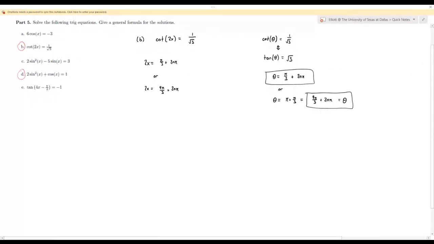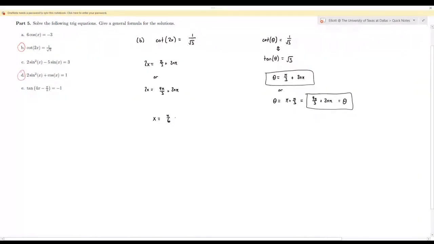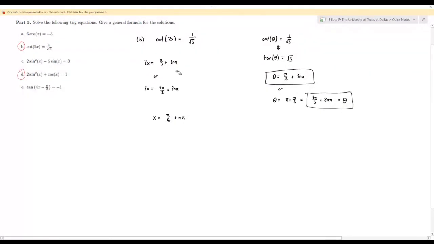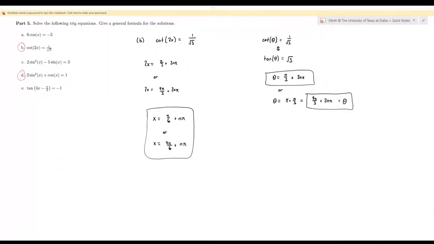But then we want to solve for x. So we'd have to divide both sides by 2, or multiply both sides by 1/2. If I do that, that leaves me with x equals pi over 6, and dividing by 2 leaves us with plus n pi after that. The 2's cancel. Likewise here, if you divide everything by 2, that gives you 4 pi over 6 plus n pi. So this is at least one way that you could write out the solutions to the problem.